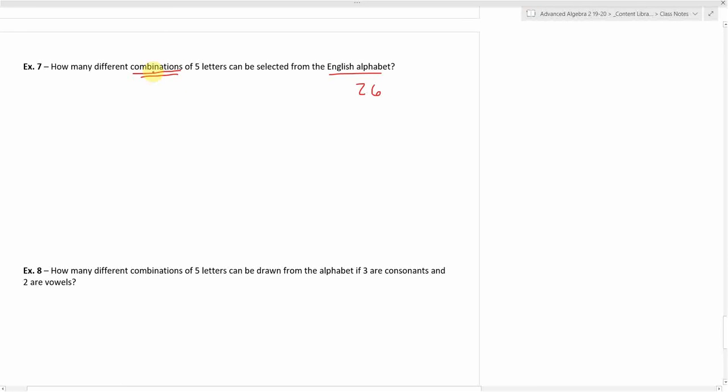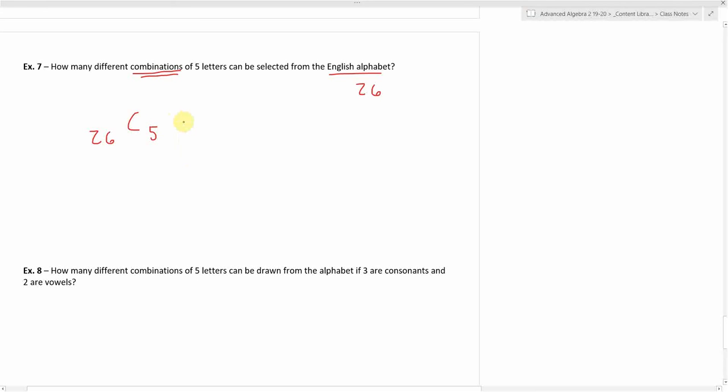Okay, this does not specify that we care about arrangements. Sometimes the questions could be a little bit vague where you're not sure. If it said how many arrangements, then we would know we're using permutations. But if we have combinations and they don't specify that order matters, then we can just go ahead and do combinations here. So what we know is we have 26 letters. We're going to choose any 5 of them, and that's just going to be 26C5.